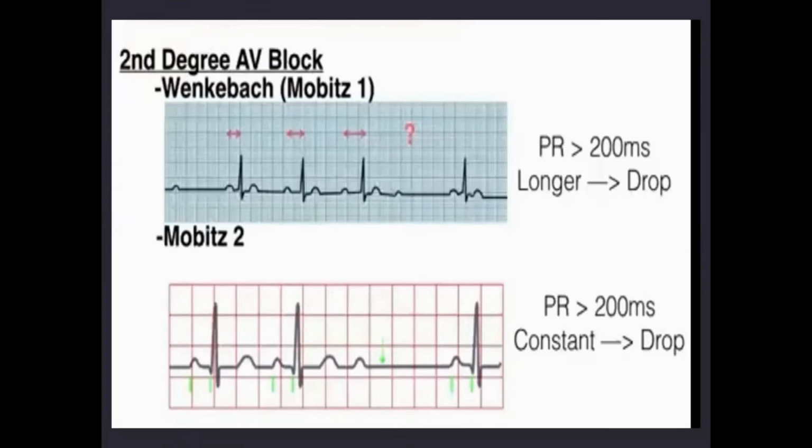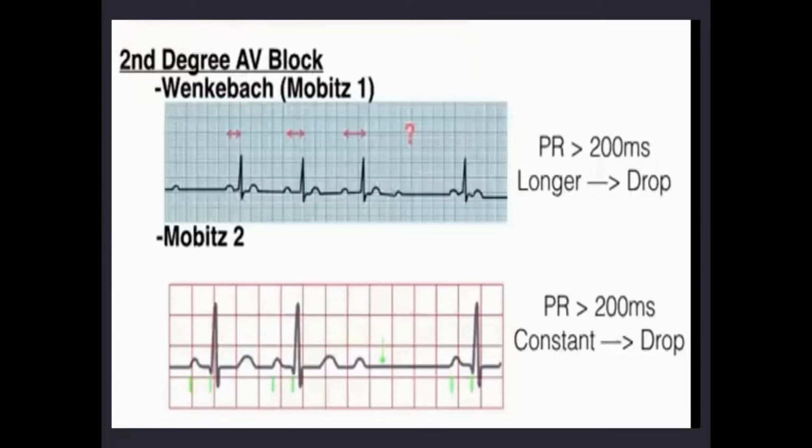First is the Wenckebach block, or the Mobitz type 1. In this, the PR interval is progressively prolonging. In first degree AV block, it's constant. In that, it's progressively prolonging before a QRS is dropped. Please do concentrate on the ECG that I have listed. The PR interval is progressively increasing, it's progressively increasing, and then ultimately it results in the dropped beat.